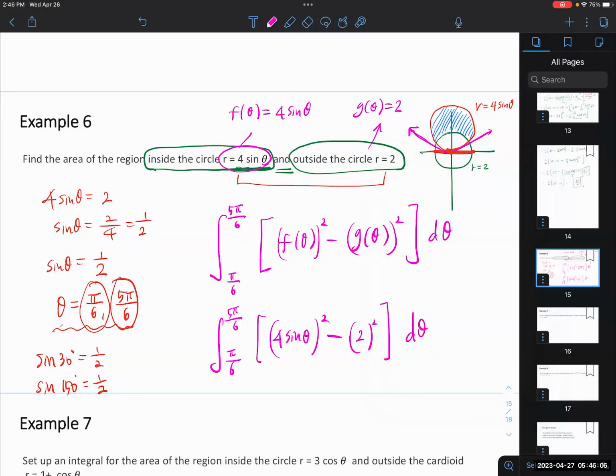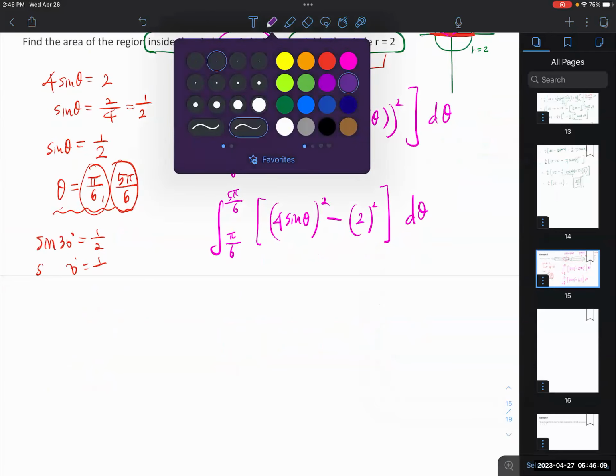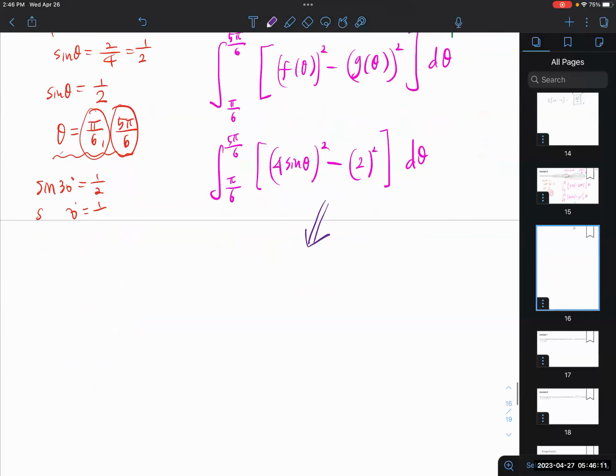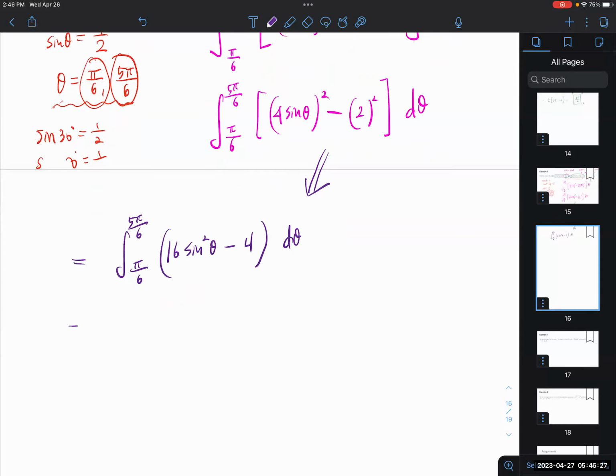You need to calculate it. I'm not going to do the whole question. You can finish up, but basically you're going to find the integral of 16 sine squared theta minus 4 d theta. Then you can separate them: the integral from pi over 6 to 5 pi over 6 of 16 sine squared theta d theta, and the same thing of 4 d theta.